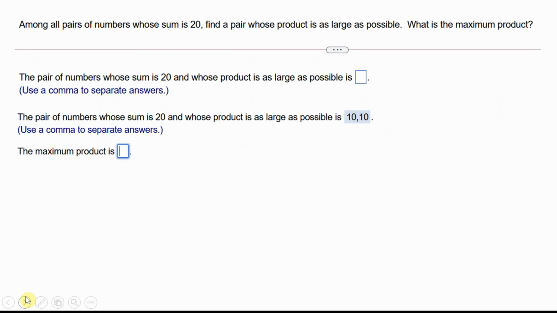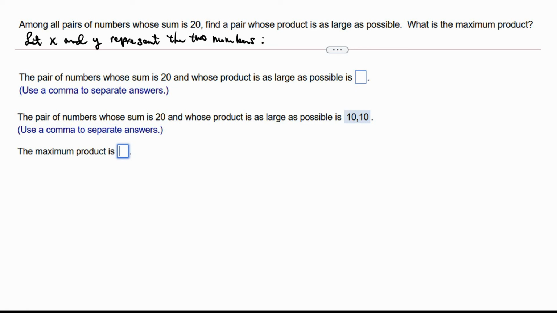All right. Find all pairs of numbers whose sum is 20. When you say sum, let's say the two numbers are x and y. Let x and y represent the two numbers. So if that's the case, how would I write the sum of x and y?